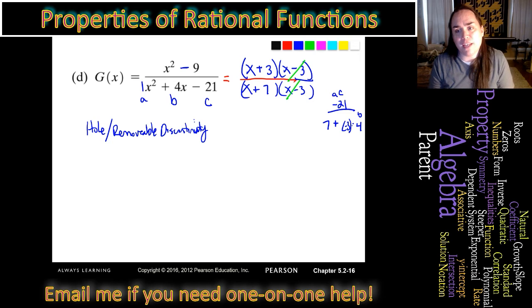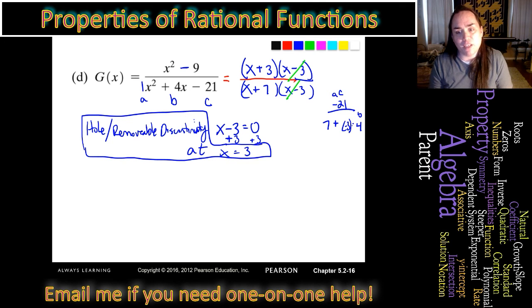So what you do is you take that factor, x minus 3, set it equal to 0, and then you solve. So if I add 3 to both sides, I get x equals 3. So that is where there will be a hole in this graph. I'll give you an example here, just a second.